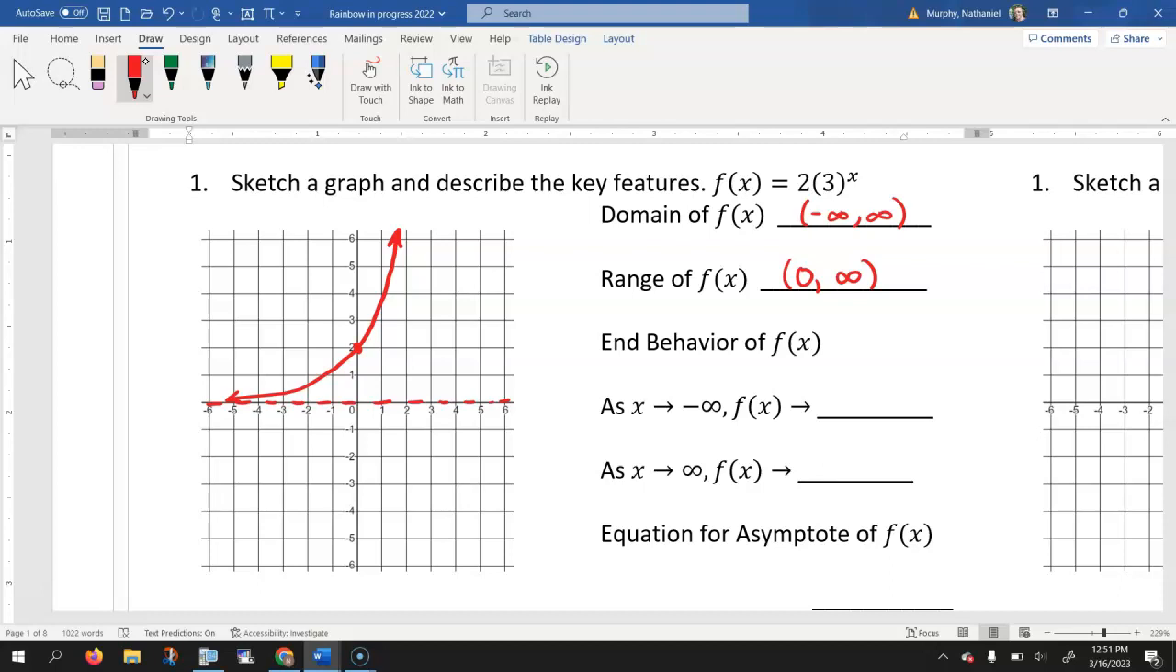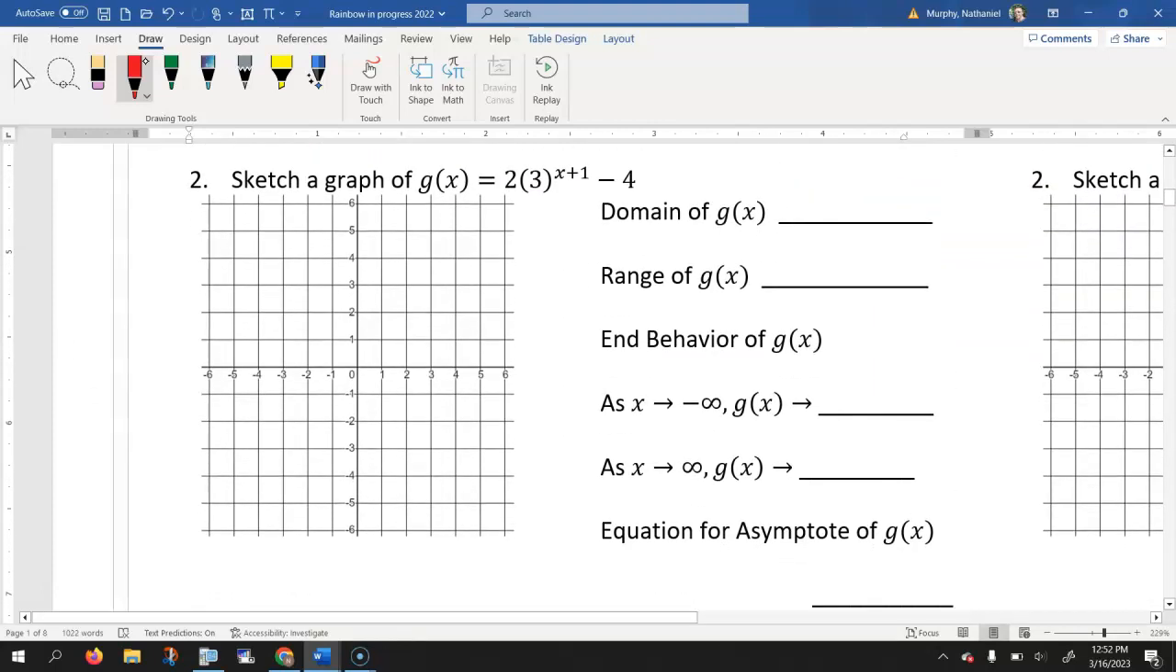And the end behavior: as x approaches negative infinity, that's referring to the left side of the graph. The left side of the graph is not going infinitely down. It's getting closer and closer to that asymptote, which is at 0. On the right side of the graph, though, it is going infinitely up. The equation for the asymptote is simply y equals 0. It's important that you have y equals. Y equals is for a horizontal line. X equals is for a vertical line.